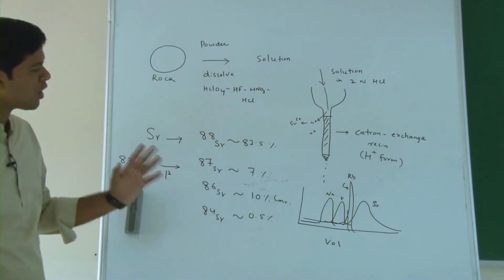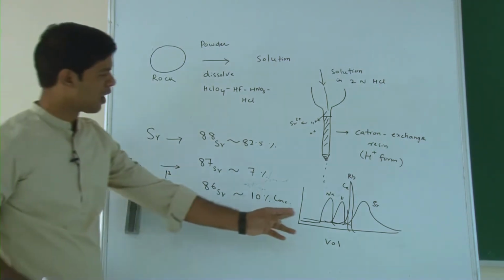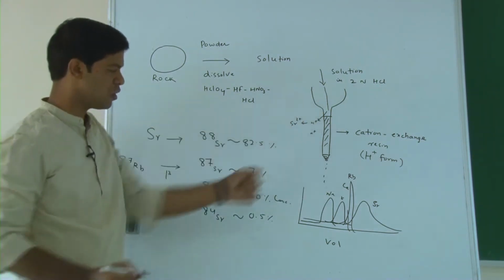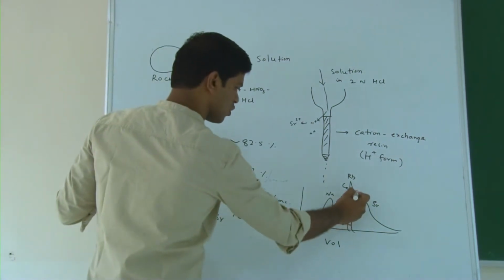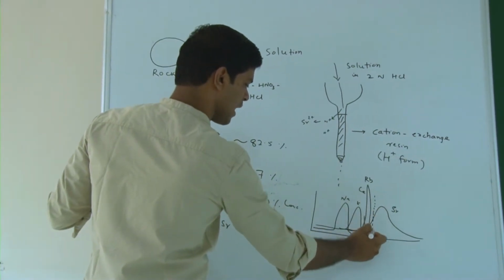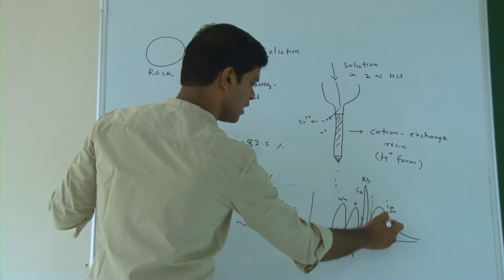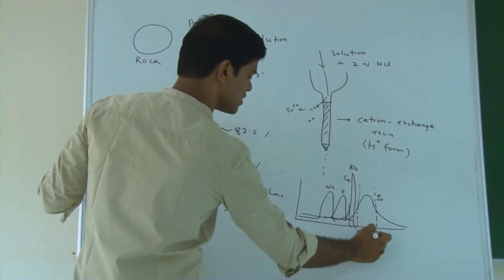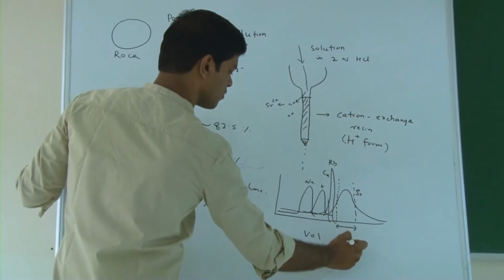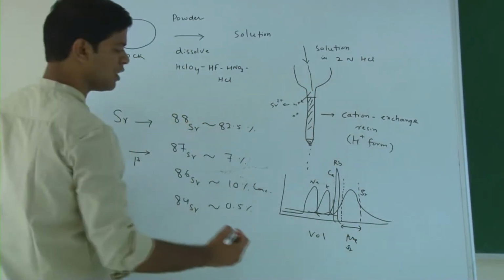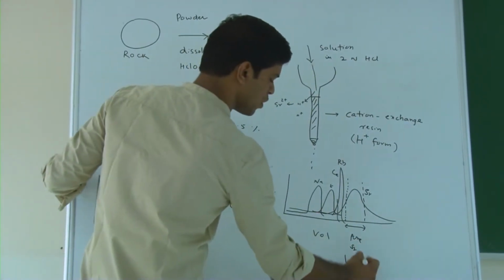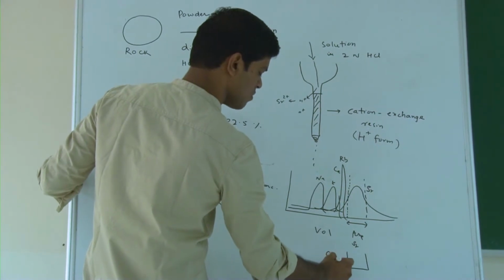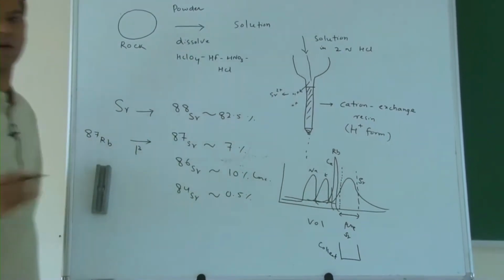So, what you need to do is calibrate this column to know the exact volume in which the pure strontium is coming, and you need to collect this pure form of strontium, which can be used for isotopic analysis.